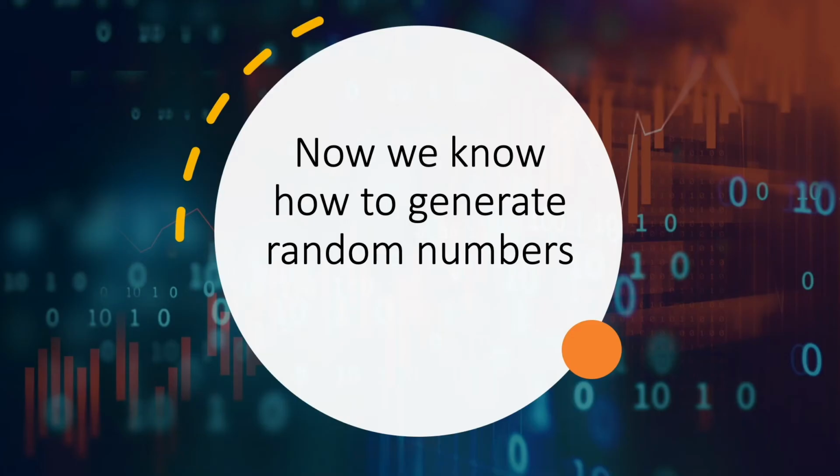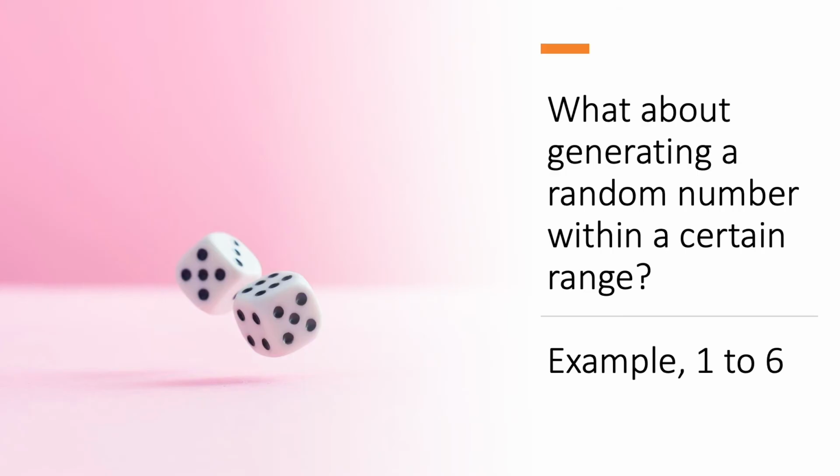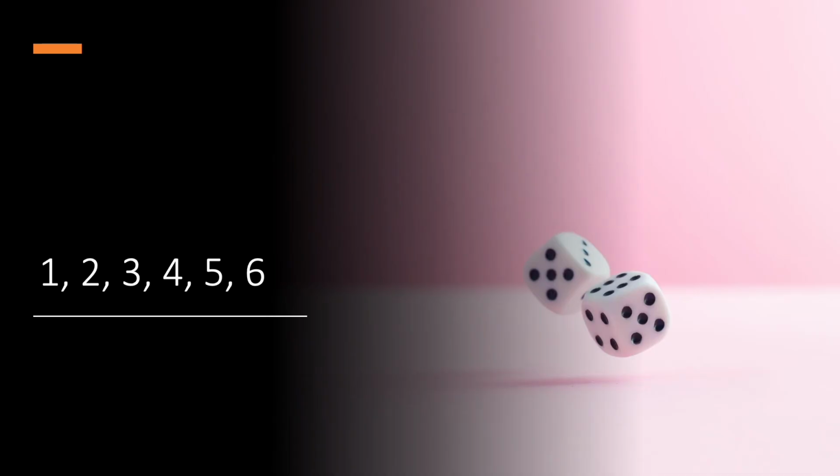Now that you know how to generate random numbers, what about generating a random number within a certain range? For example, a number from 1 until 6. Let's say you want to create a game of rolling a dice. There are 6 numbers from 1 until 6. You need to declare 2 integers, one to store the minimum number and the other one to store the maximum number in the range.